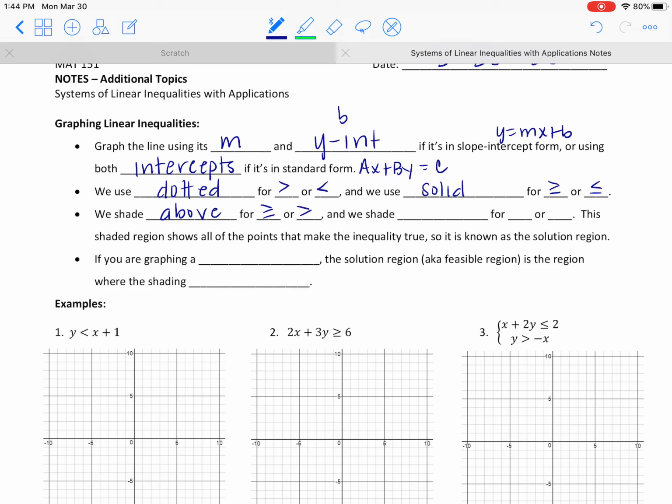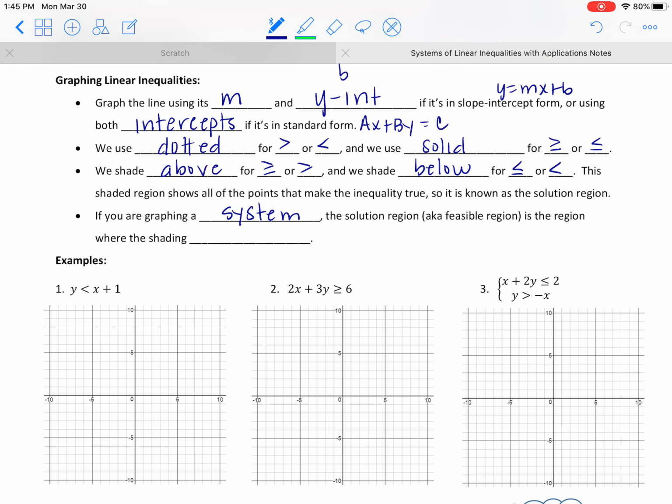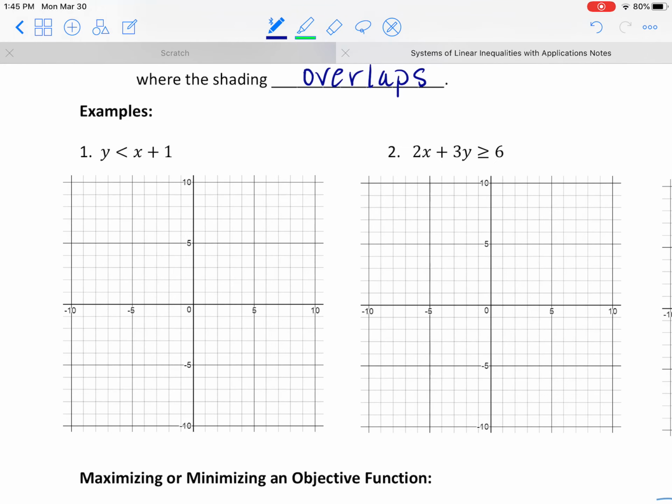And then we're going to shade above the line if it's greater than, or greater than or equal to. So the greater than piece tells us to shade all the points above because all the points above are going to be part of the solution set. And then we're going to shade below if we have a less than or equal to, or a less than. And the shaded region shows all the points that would make the inequality true. So again, that's going to be called the solution region. And if we're going to graph a system, that means more than one at the same time, which is really the goal, then the solution region, which is sometimes called the feasible region, is going to be where the shading overlaps. And you'll see that in just a couple of minutes, okay?